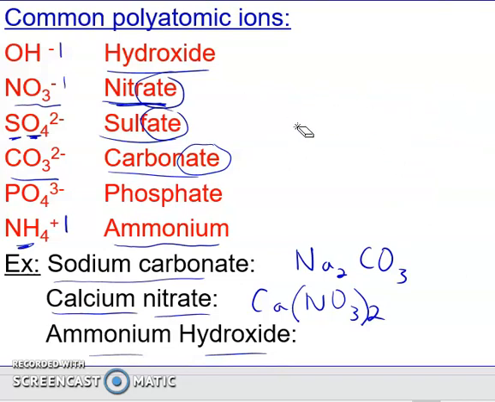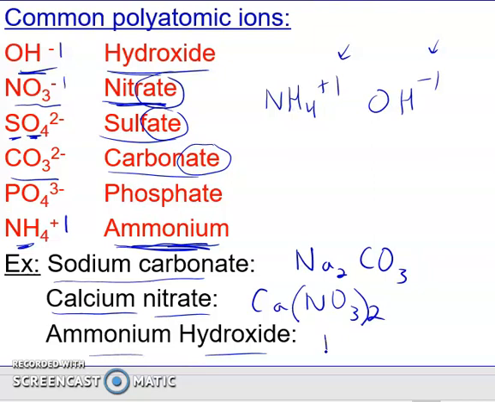And this one actually contains 2 polyatomic ions in it. So ammonium is given to us here as NH4+1, so that's going to be our cation portion. And then hydroxide is given to us as OH-1, that's our anion portion. Notice they're +1 and -1, which means they're balanced out. You just need one of each. When you write the compound, you don't show charges, you're just going to write NH4OH, just like that, ammonium hydroxide.